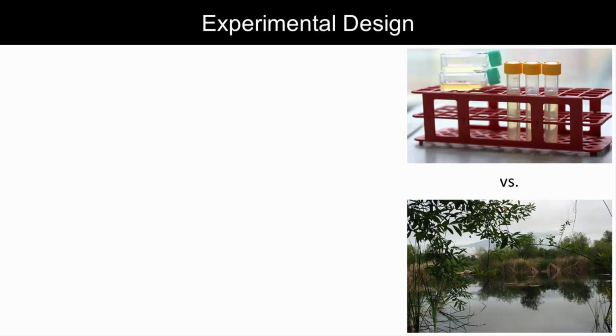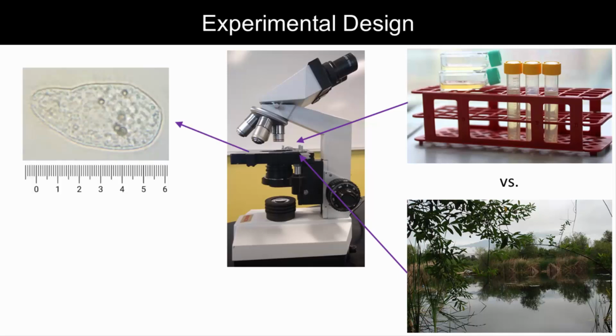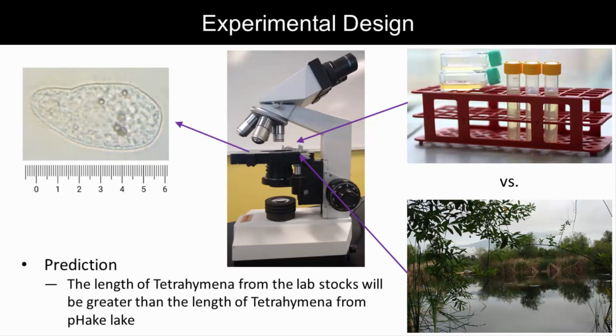Based on this hypothesis, we can design an experiment where we collect some tetrahymena from fake lake and some from the lab. We use a microscope to look at 10 organisms from each condition and measure their lengths. We predict the length of tetrahymena from the lab stocks will be greater than the length of tetrahymena from fake lake. This is similar to the hypothesis, but note that it is in future tense and has specific details based on this experiment, while the hypothesis is a more general present tense statement of presumed fact.